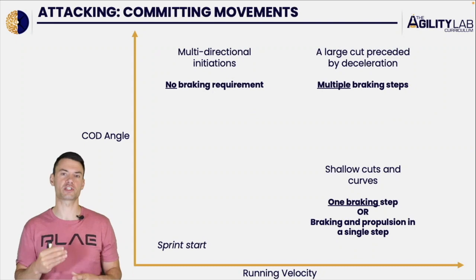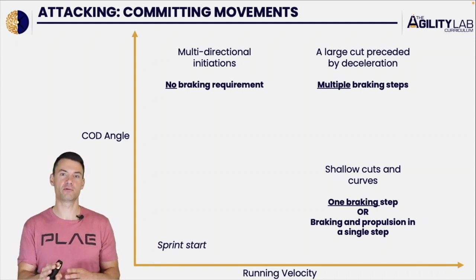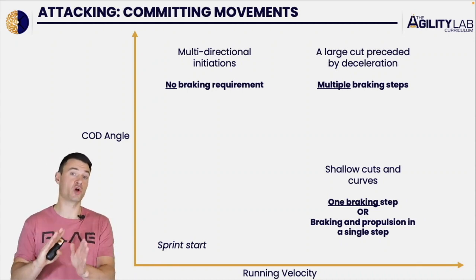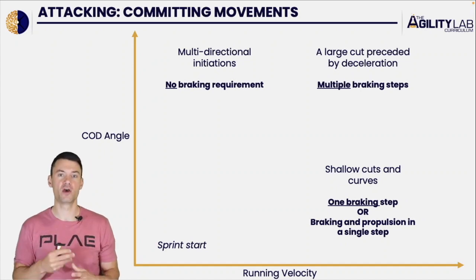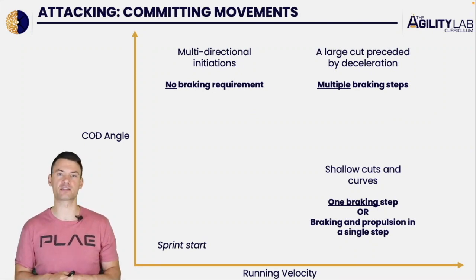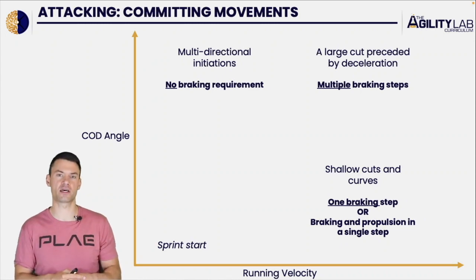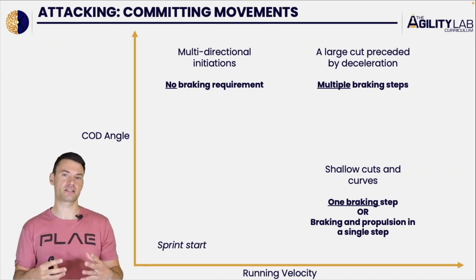We're still going to expect to see a much harder braking component. So in the bottom right hand corner, we've got this idea of maybe one braking step, or braking is just distributed over lots of strides in a curve. We are now in a position where it's probably 4, 5, maybe even 6 braking steps. That all depends on athlete competency, which we'll talk about in a second, running velocity, and exactly what the angle is.